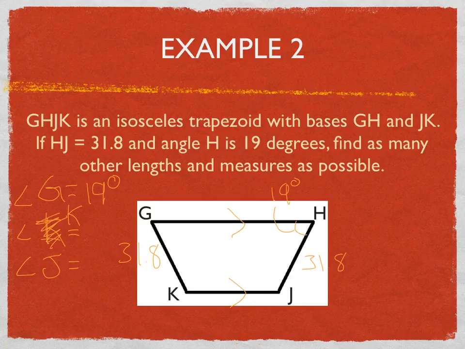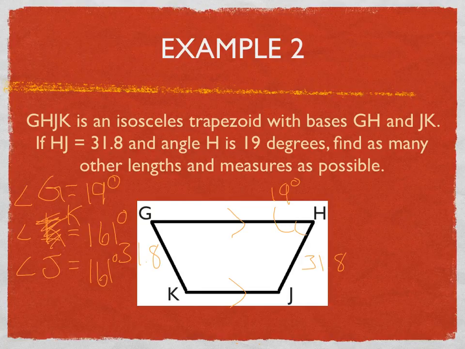Now we need to find either J or K. How could I find either one of those? 180 minus 19. I could do 180 minus 19 because either one of those is going to be supplementary to the one next to it. So J is supplementary with H, K is supplementary with G, so they have to add up to be 180. So I could do 180 minus 19, which gives me 161. So both angles here are 161. I found all of my angles and two of my sides.